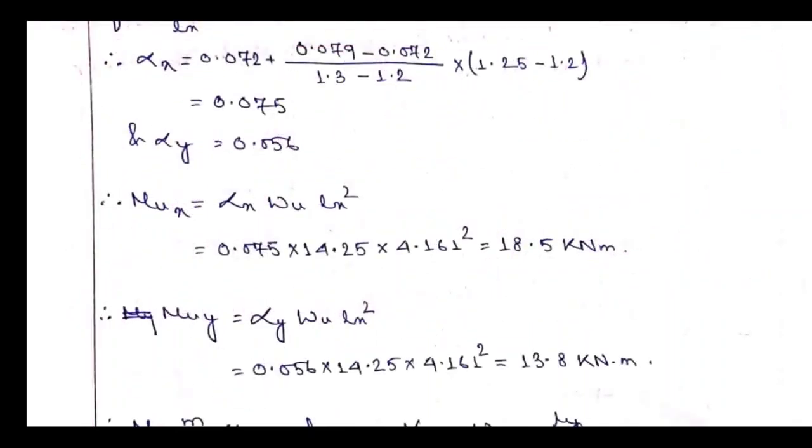Okay. So the moment in the shorter direction, Mu x, is equal to alpha x w Lx square, that is equal to 0.075 into 14.25 into 4.161 square, that is equal to 18.5 kilonewton meter. And the moment in the longer span, Mu y, is equal to alpha y w Lx square, that is equal to 0.056 into 14.25 into 4.161 square, that is equal to 13.8 kilonewton meter.